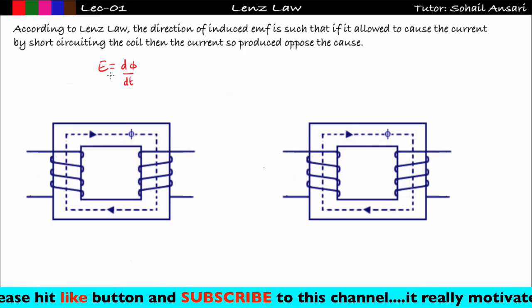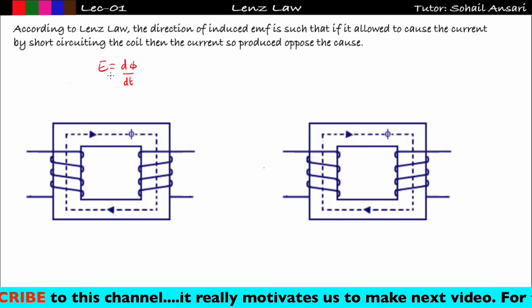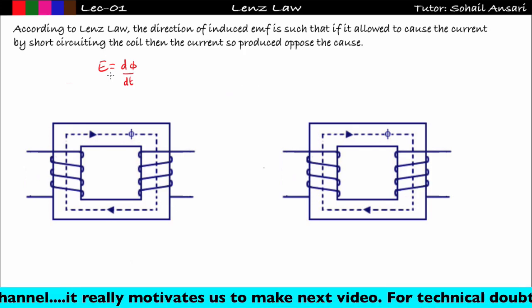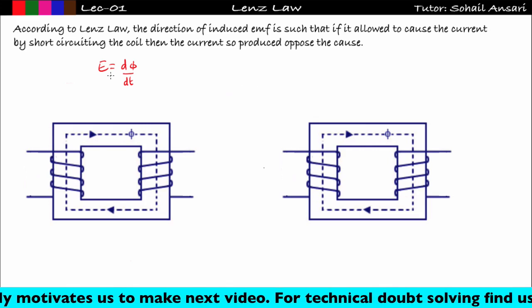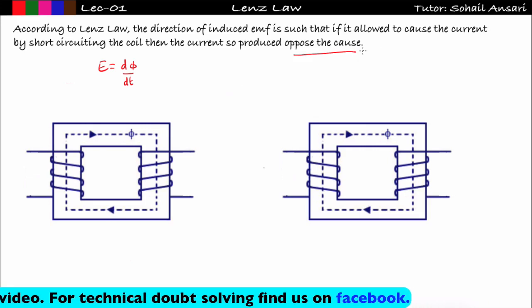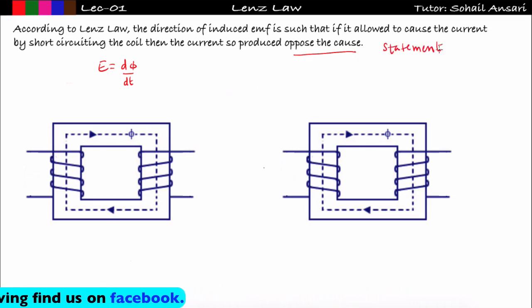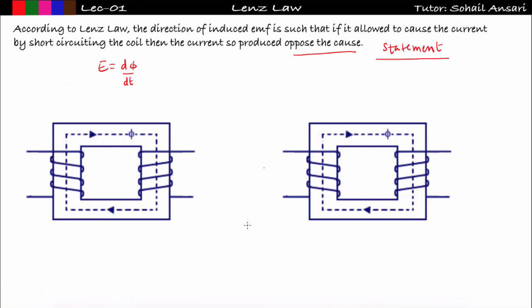Now let's talk about Lenz law. What does Lenz law say? According to Lenz law, the direction of induced EMF is such that if it is allowed to cause current by short circuiting the coil, then the current so produced opposes the cause. This is the statement. Most of the guys don't know how to apply this statement in solving circuits. That's why I made this lecture.